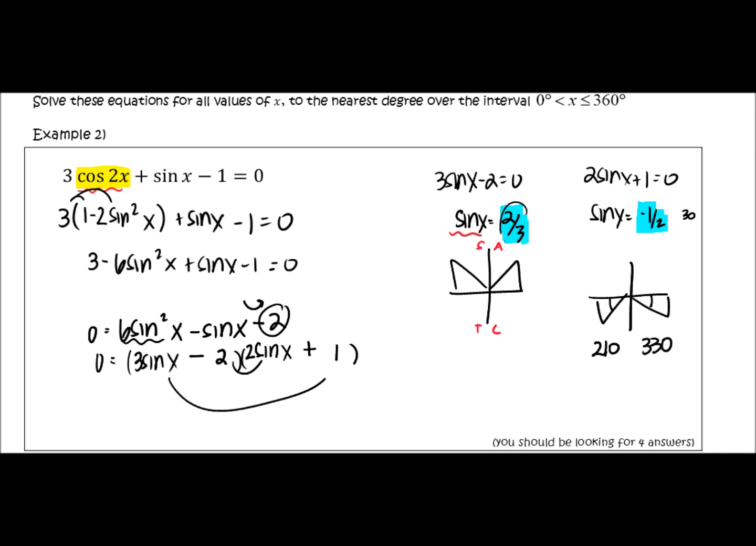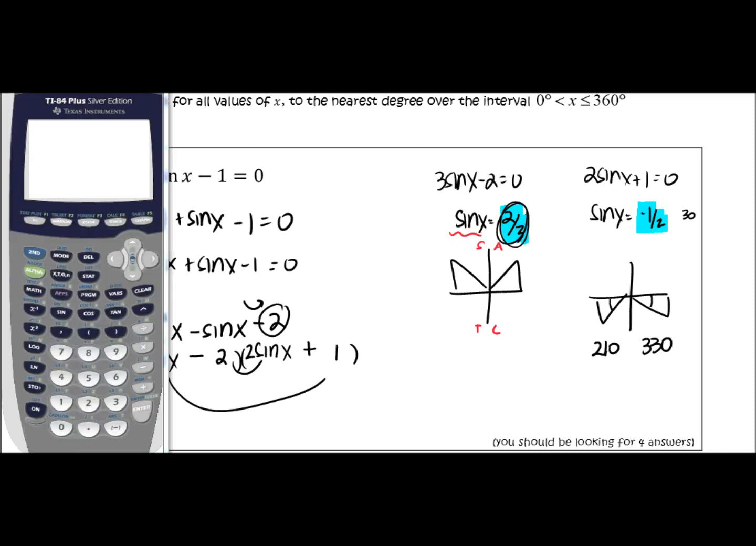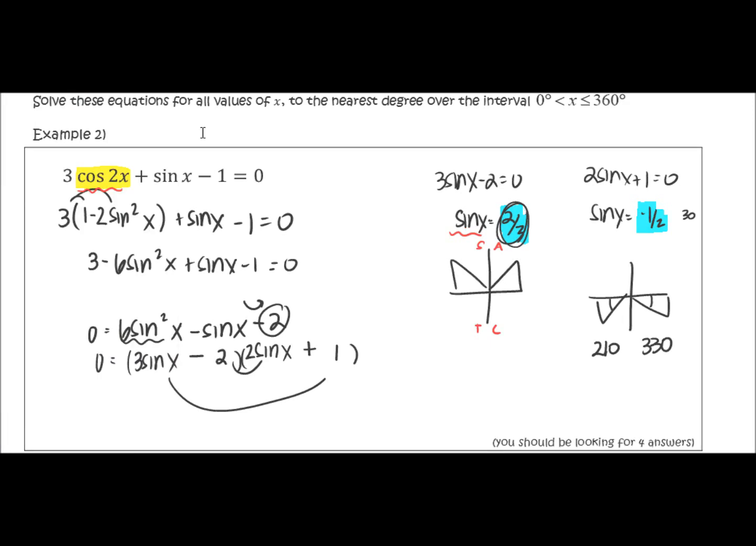This 2/3 is not an angle that we memorize, so we can use our calculator. Which angle has a sine of 2/3? We can type second sine of 2/3 to find which angle has this sine. If your calculator is in degrees, you'll see that about 42 is the angle that has this sine. In quadrant 1, that's easy. This is just 42 degrees. In quadrant 2, this is 180 minus 42, or 138. This says we should be looking for 4 answers, and we found them: 42, 138, 210, and 330.